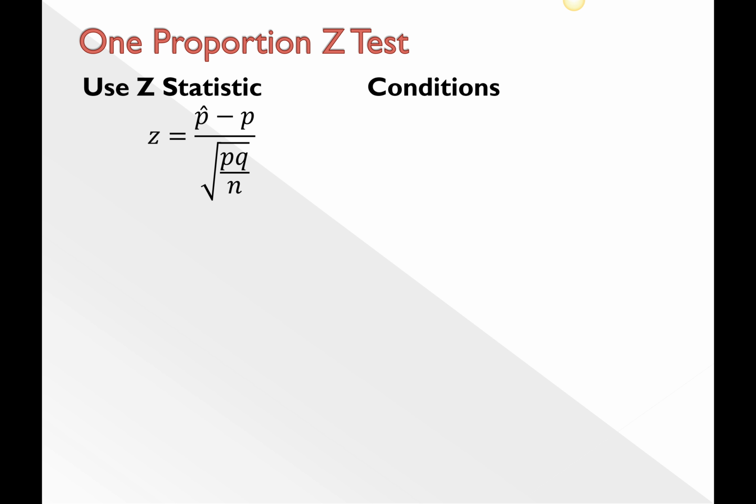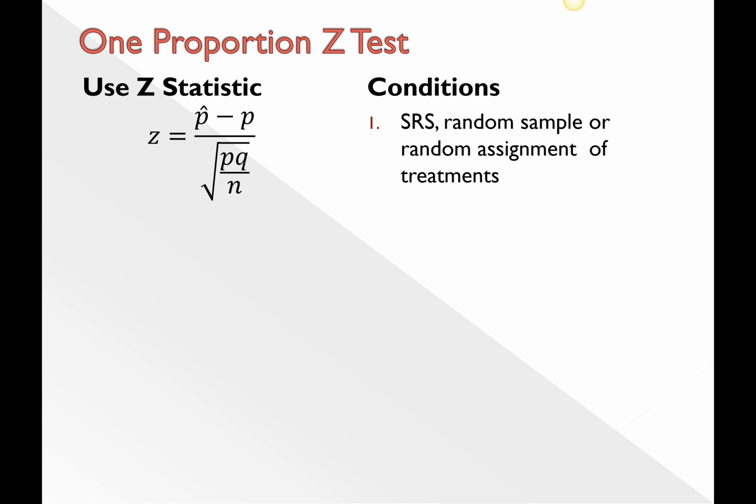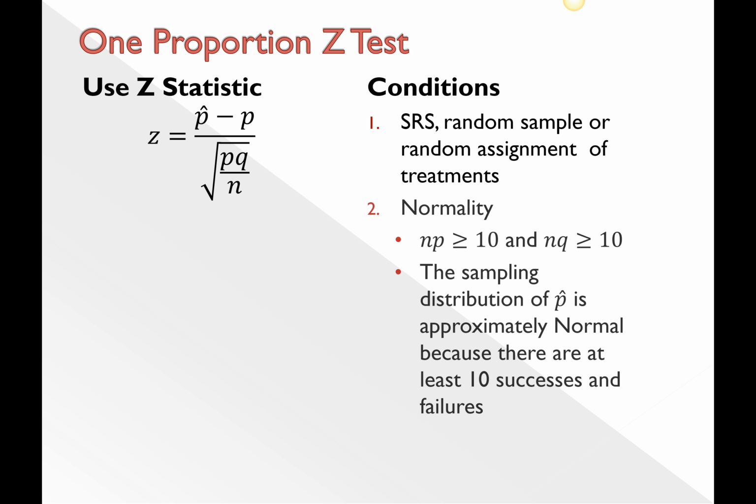So again, the conditions here should be very similar. We're going to take a simple random sample, a random sample, or a random assignment of treatments and use that to verify the random condition. It is very, very important that if it says simple random sample, you designate it as so. But if the problem just says a random sample, then you don't need to say it's a simple random sample. Just because something is a random sample doesn't always mean it's a simple random sample.